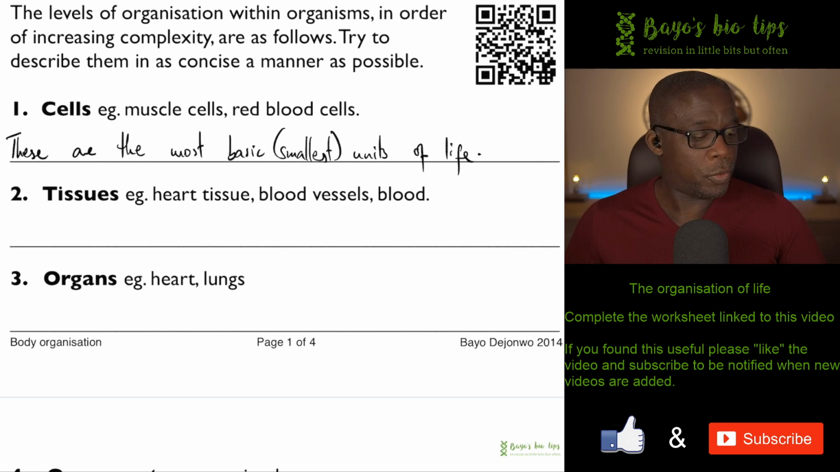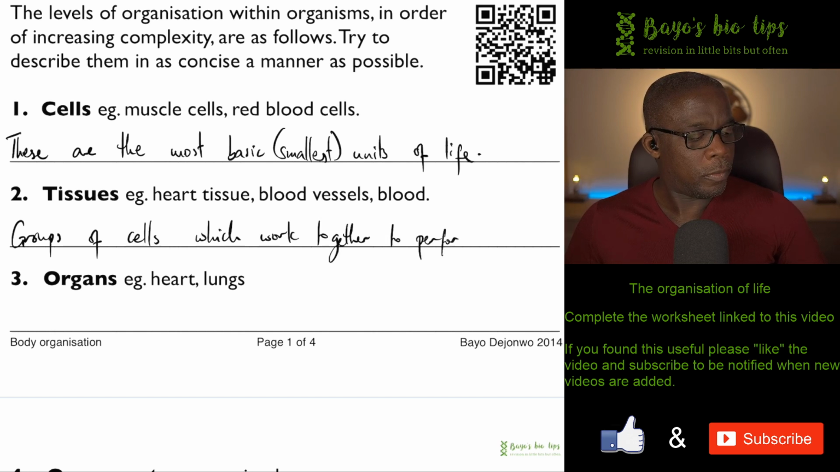Next level up, tissues. So tissues are groups of cells which work together to perform functions. So as I've already stated there, examples would be heart tissue, blood vessels, blood, and so on. Okay, so let's go on to the next level up, which is organs.